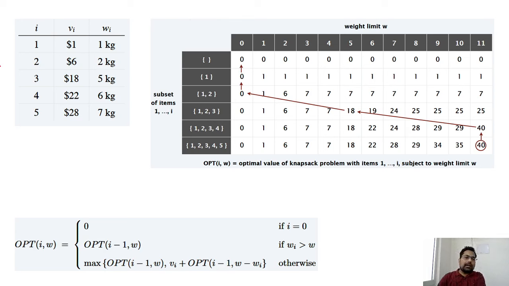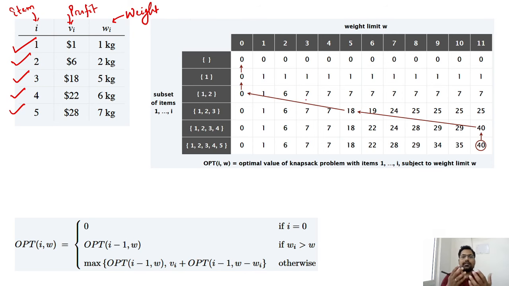Here the items are represented as i. vi represents the profit. Here these are the profits. Clear? These are the items. There's a weight assigned to each item. So w stands for the weight assigned, and i represents the weight assigned to the ith item. Clear? For the first item, the profit is $1 and the weight is 1 kg, like this.